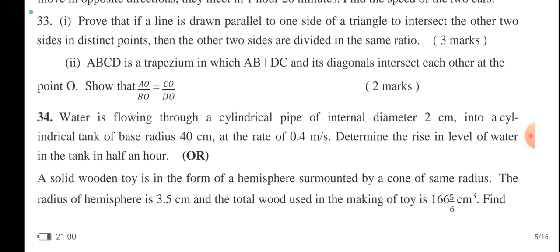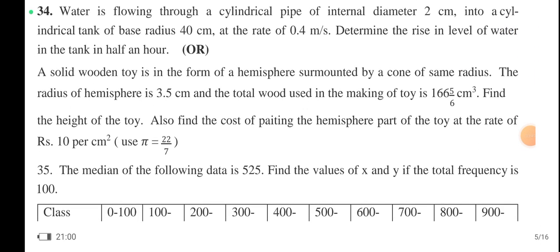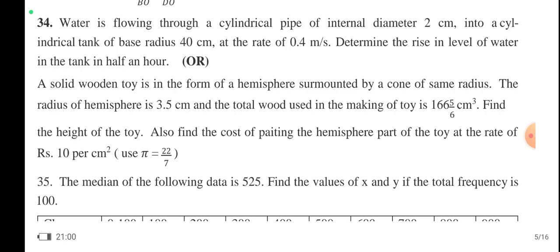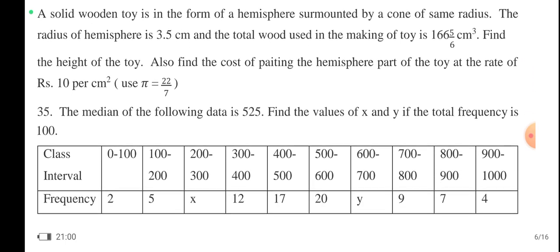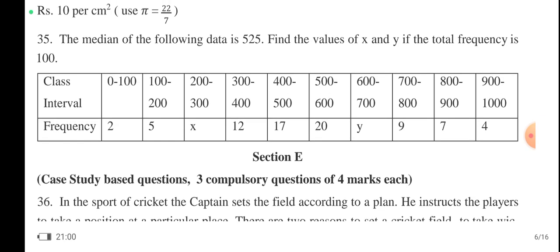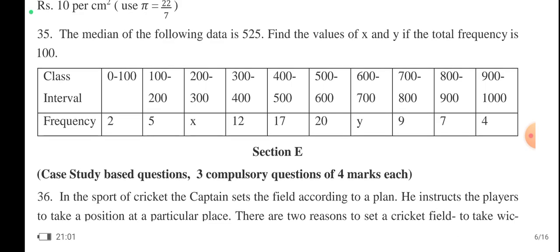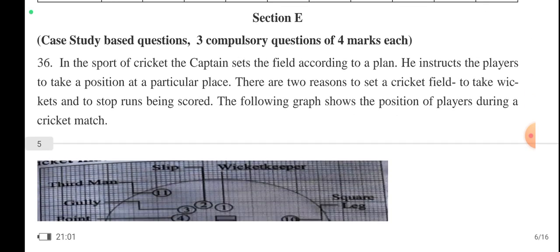Then 33, as usual BPT and trapezium sum, both are book questions, kindly solve. Easy. This trapezium is literally in the book. Then 34, Surface Areas and Volumes, both water flowing and water flowing, you should know it is there. One question is there, but this sum is important only. Hemispheres are mounted by a cone. Then 35, as usual an example sum: median is 525, find the value of x and y. We know this question is one of the first and foremost.